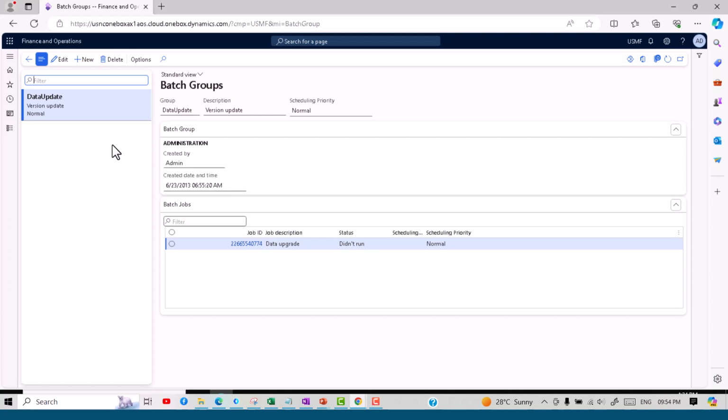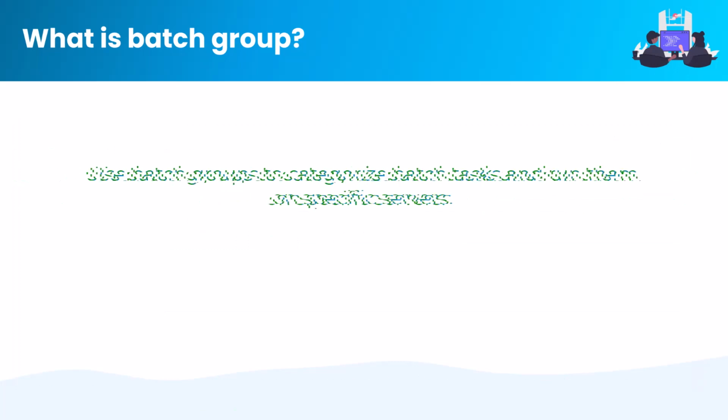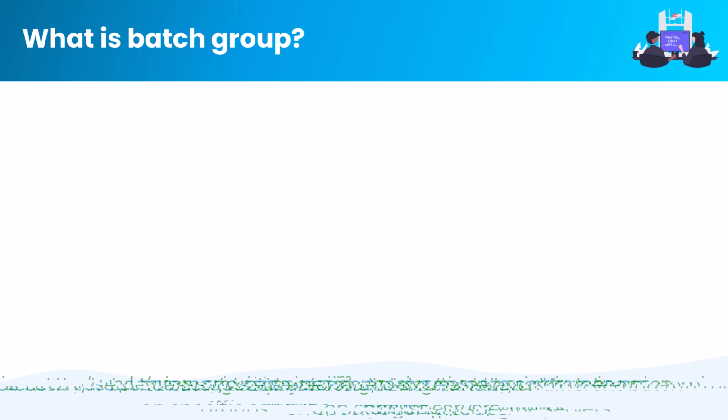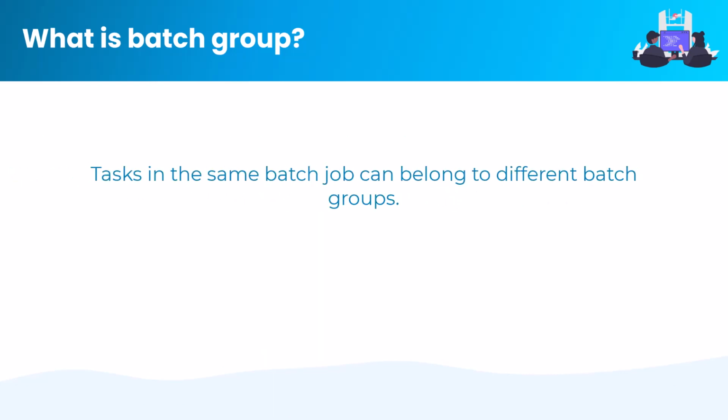Now let me explain why batch group is required and what this batch group is. The batch group is used to categorize the batch tasks and run them on a specific server. The servers in your environment might have different software installed, or they might be available at different times of the day. Batch groups are used to direct batch tasks to the most appropriate server. So that's the reason. And tasks in the same batch job can belong to different batch groups.